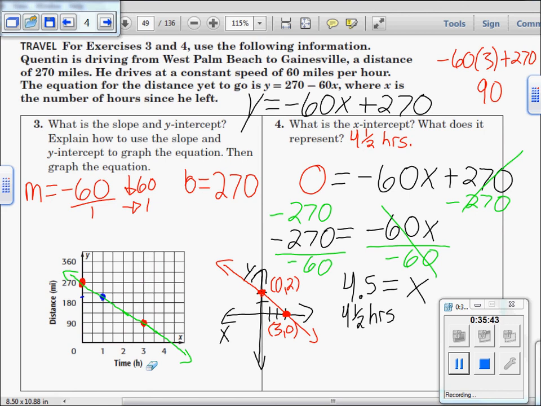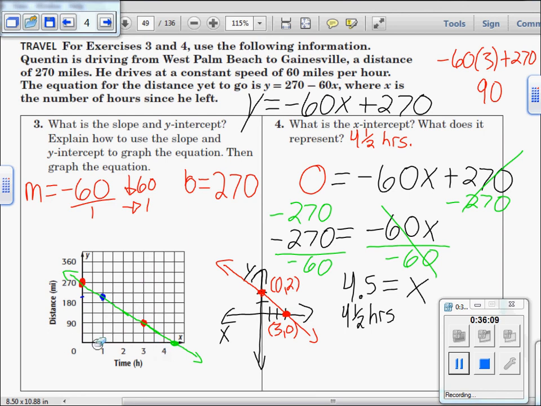Now they asked us, what does the x-intercept represent? Before I go anywhere, I want to point out my graph. Because I kind of estimated it, it was not fully on. It's supposed to cross at 4.5, so that line needs to go through 4.5. There we go, now it's much more accurate. So the graph tells us the x-intercept is at 4.5 hours.